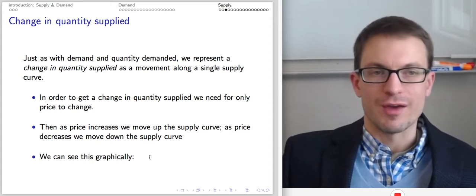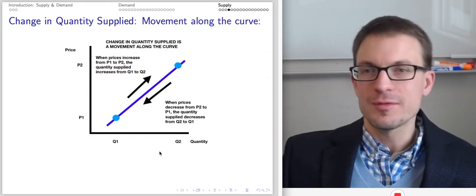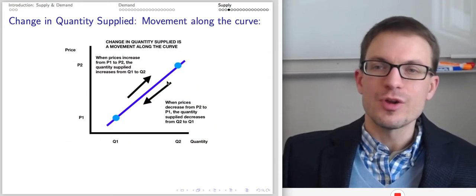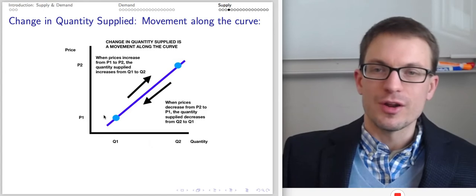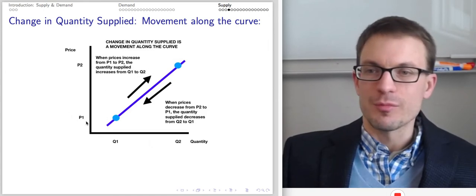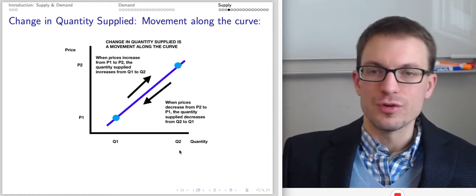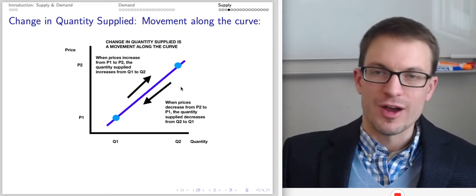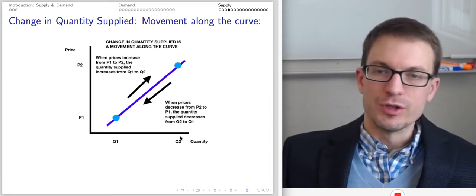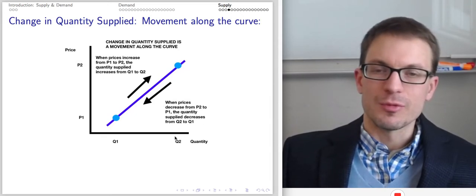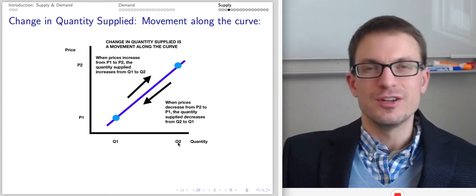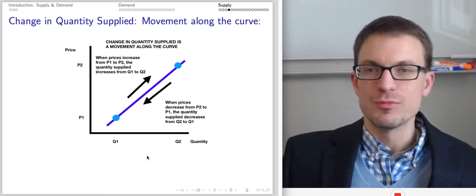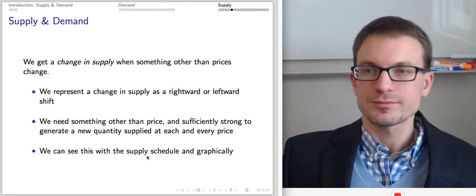We can see this graphically. We kind of did that already, but let me show this again. If prices increase, we get an increase in quantity supplied. So when price increases from P1 to P2, we get an increase in quantity supplied from Q1 to Q2. When price decreases from P2 to P1, we follow this downward arrow, and we go from quantity supplied 2 to quantity supplied 1. That's a decrease in quantity supplied, a movement along the supply curve.